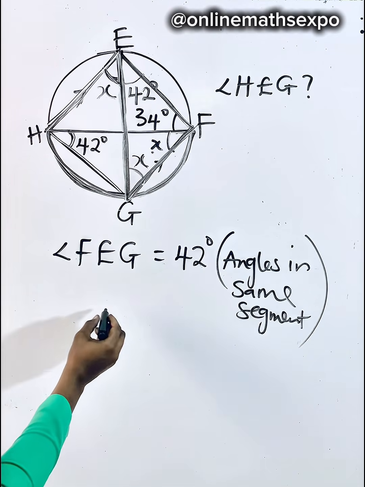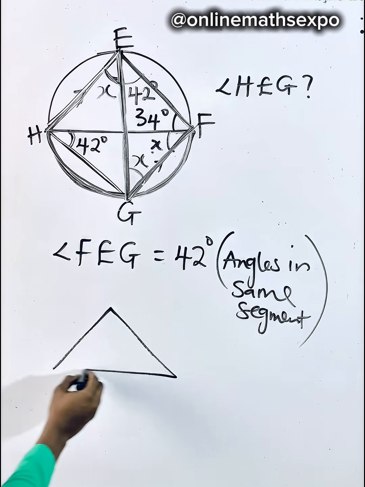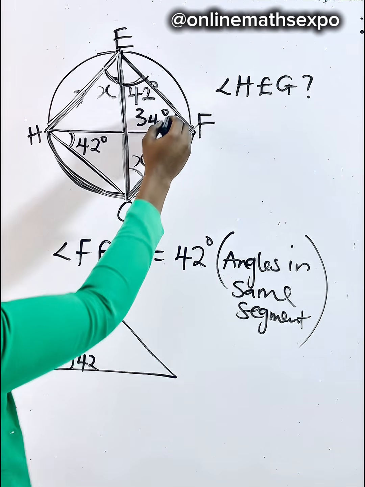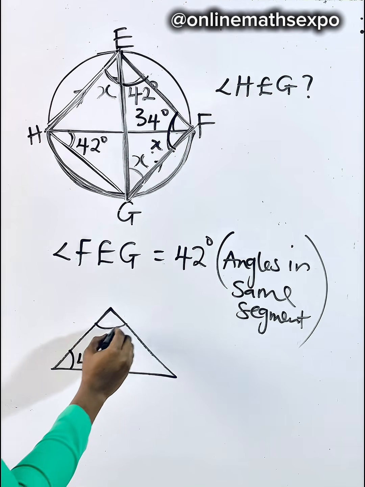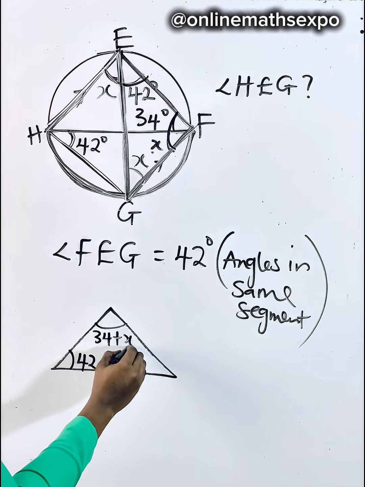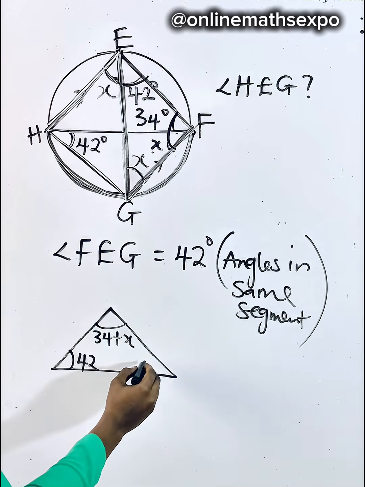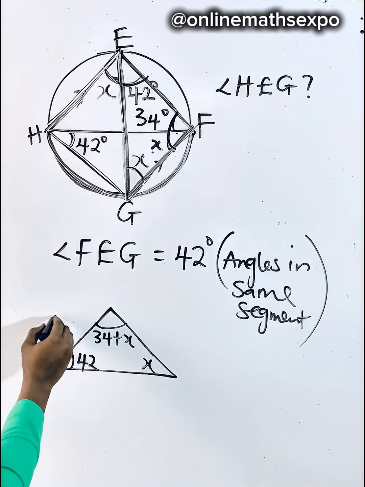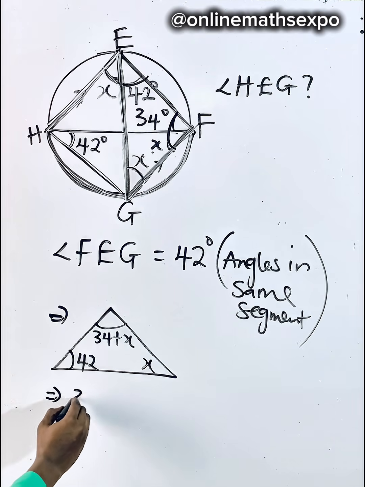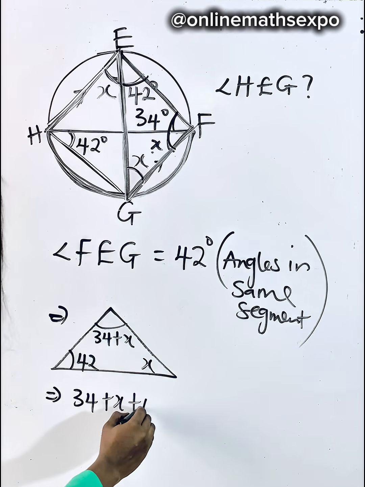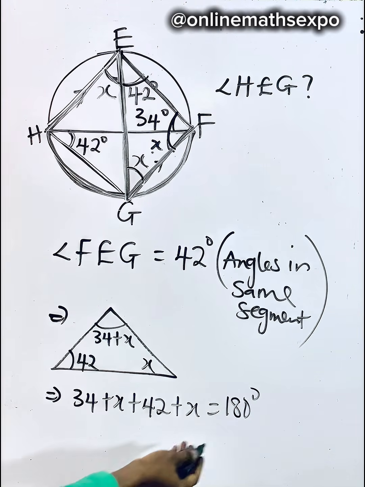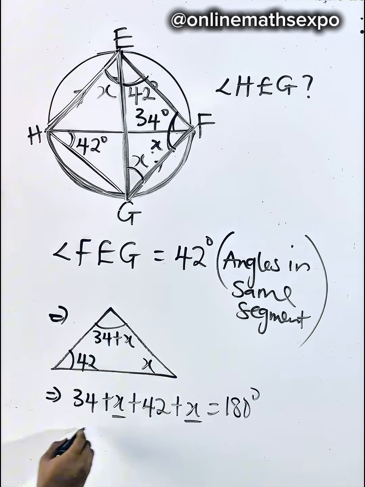So if you do that, this is what we have. This is the triangle, and this length here measures 42. The whole of this angle here measures 34 plus X, and this part measures X. And this has formed a triangle. Remember, all the angles in a triangle sum to 180. So it means we are going to now have 34 plus X plus 42 plus X should be equal to 180 degrees. Simplify this. X add X is 2X.